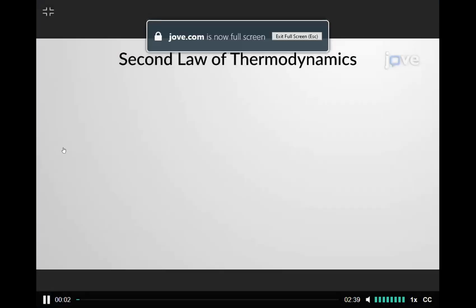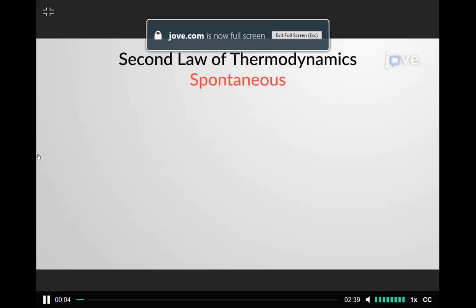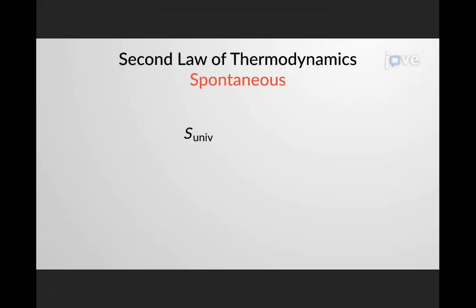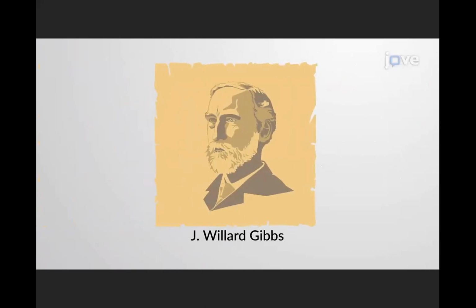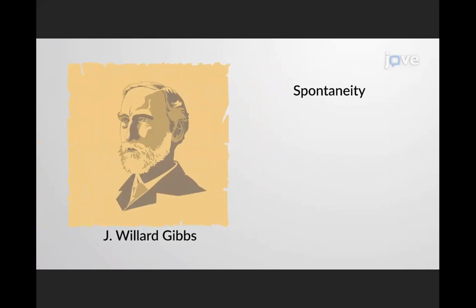The second law of thermodynamics states that for all spontaneous processes, the entropy of the universe, the sum of the entropy of the system and the entropy of the surroundings, increases. While the entropy of the system can be calculated from standard molar entropies, the entropy of the surroundings is more difficult to calculate or measure. Therefore, J. Willard Gibbs defined a new thermodynamic function, which allows spontaneity to be determined solely through the entropy and enthalpy of the system, and not the surroundings.